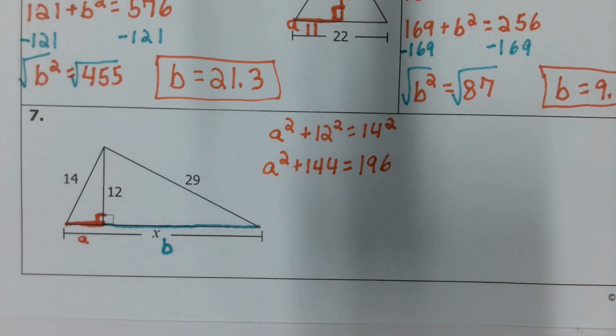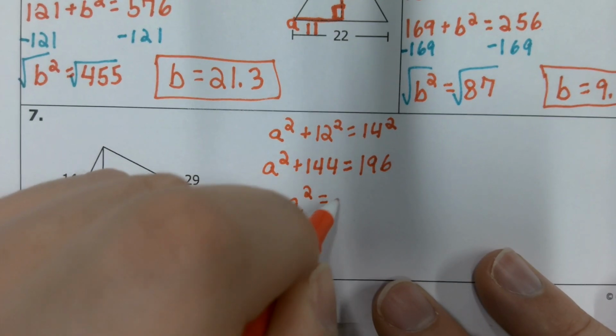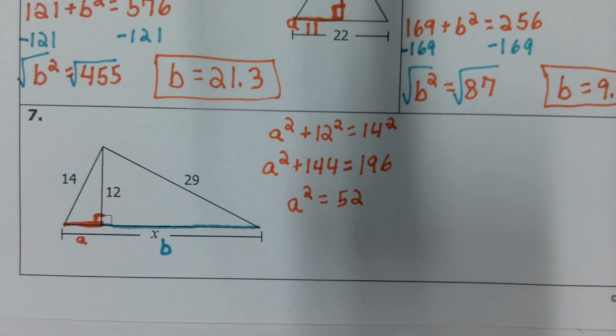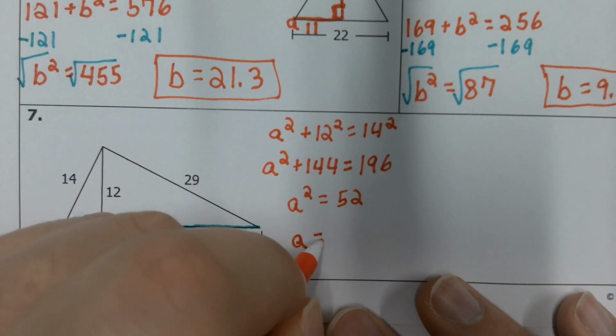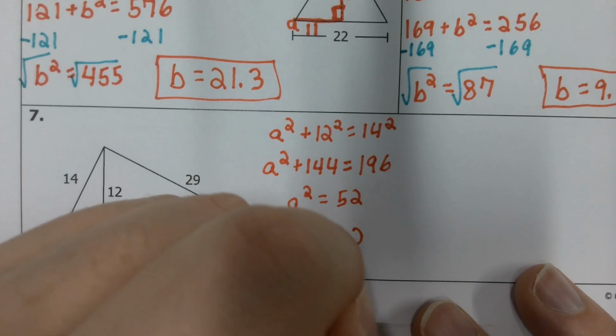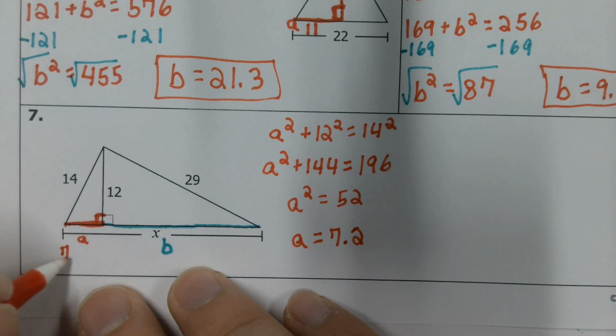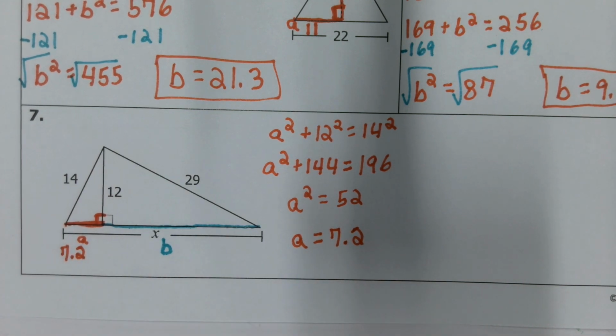You need to subtract 144 from both sides to get A squared equal to 52. Take the square root of both sides to get about 7.2. So I know that this distance here is about 7.2. We're going to use that to help us find the other part, B. So make sure you got that down, and then we'll take a look at the other part.